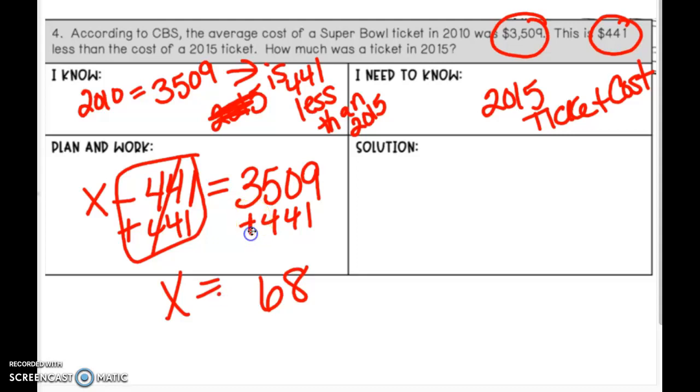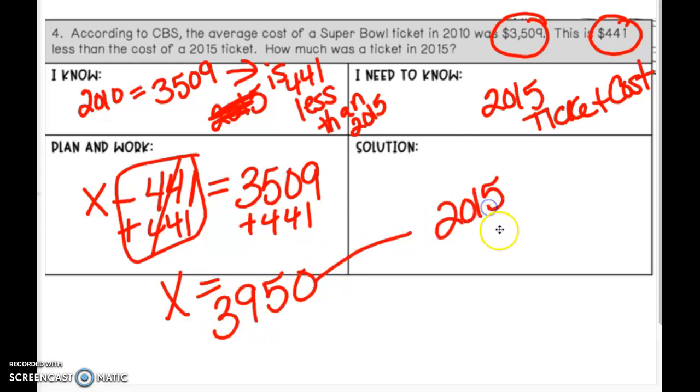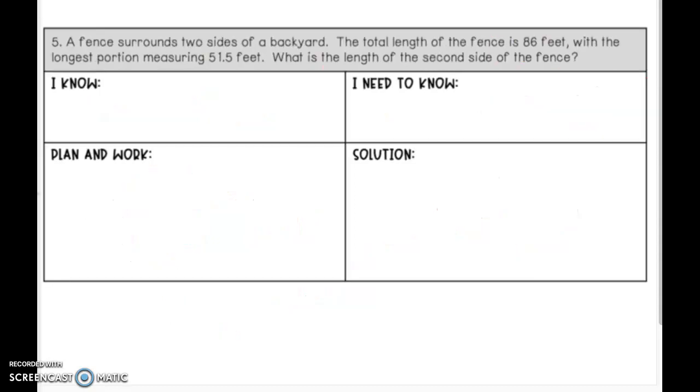Oh, sorry, I got to add that to them. Sorry, I was not. See why it's good to check on this. So I actually have to add that. 3,509 plus 441 is 3,950. So our 2015 ticket is $3,950. Yikes. It's an expensive ticket.